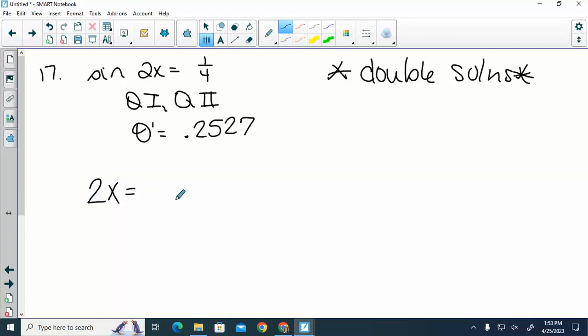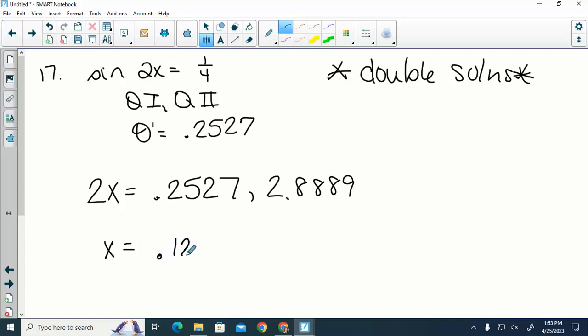So x could equal, in quadrant 1, your reference angle is your angle. How would I put that in quadrant 2? Pi minus that. Okay, then what? You may have some rounding error on these, so if your very last decimal is different, that's likely what it is, because we're rounding in a lot of different spots here.